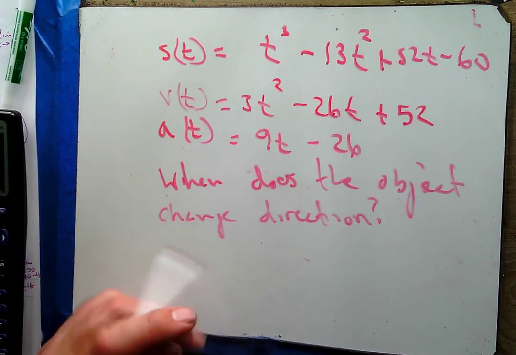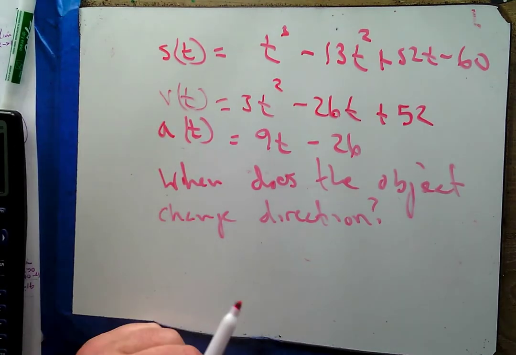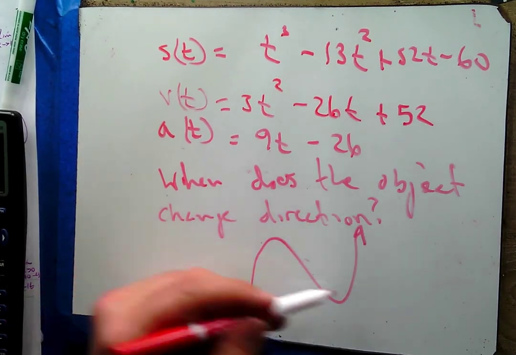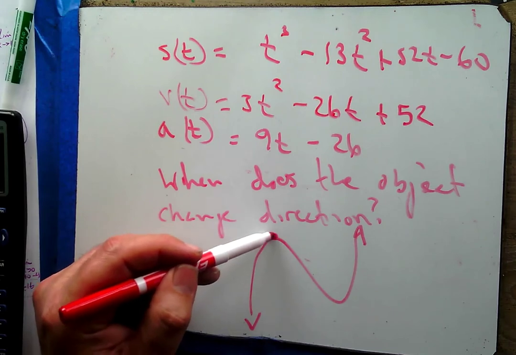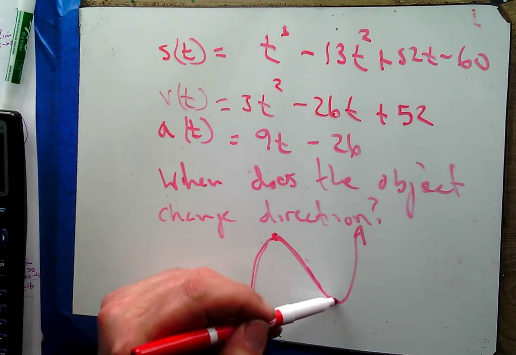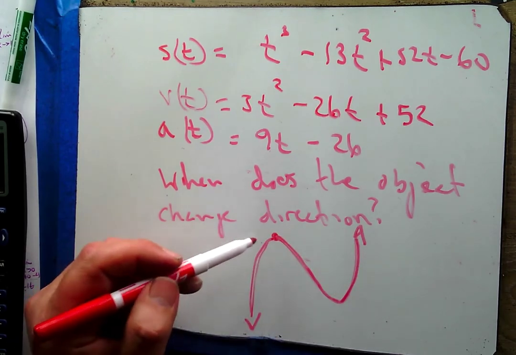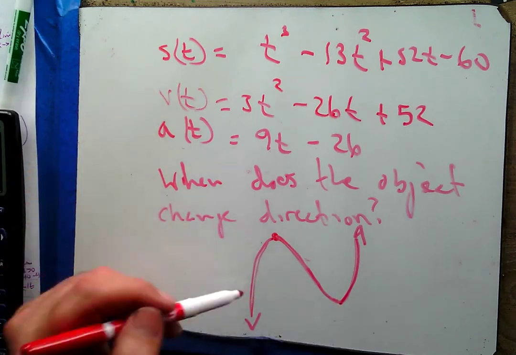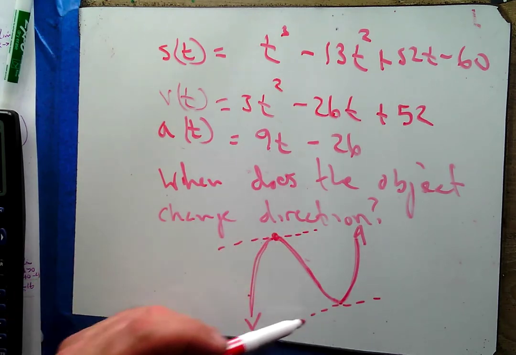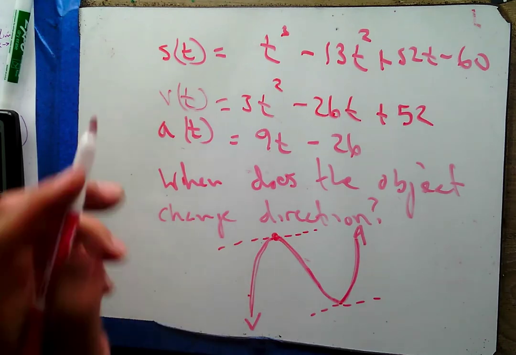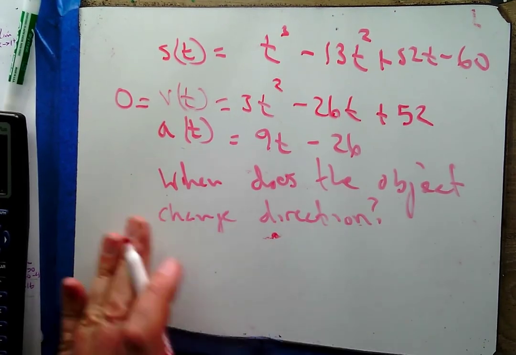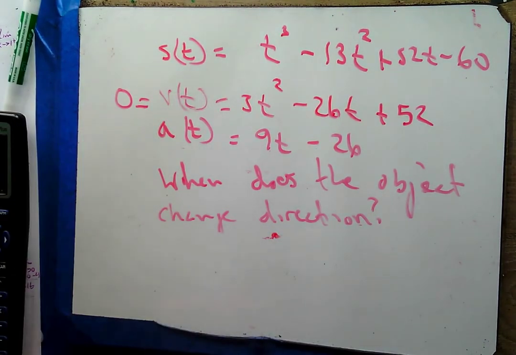Well, that's kind of hard to say using the position graph, because I'm going to get a third-degree polynomial with a positive leading coefficient. It's going to look like this, and this is where I stop going to the right and start going to the left, or I stop going to the left and start going to the right. So I'm looking for these places, which is kind of hard to do with position. With velocity, I see the slopes of position are equal to 0, so all I need to do is set velocity equal to 0. So the object changes direction when velocity equals 0.